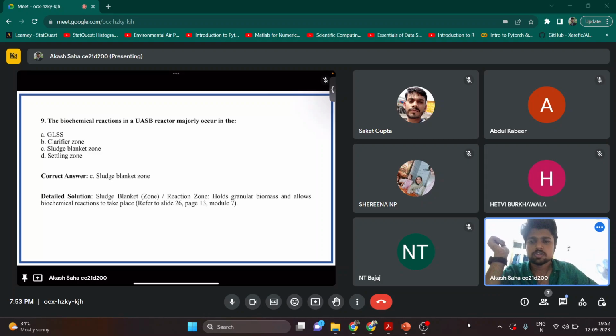But in the sludge blanket zone, where my sludge is being produced, it holds all the biomass for the reaction. So the sludge blanket zone, which is also called the reaction zone, holds the granular biomass, and without the biomass, there will be no biochemical reactions. So the correct answer is the sludge blanket zone, not the settling zone. Settling zone means it has already settled.